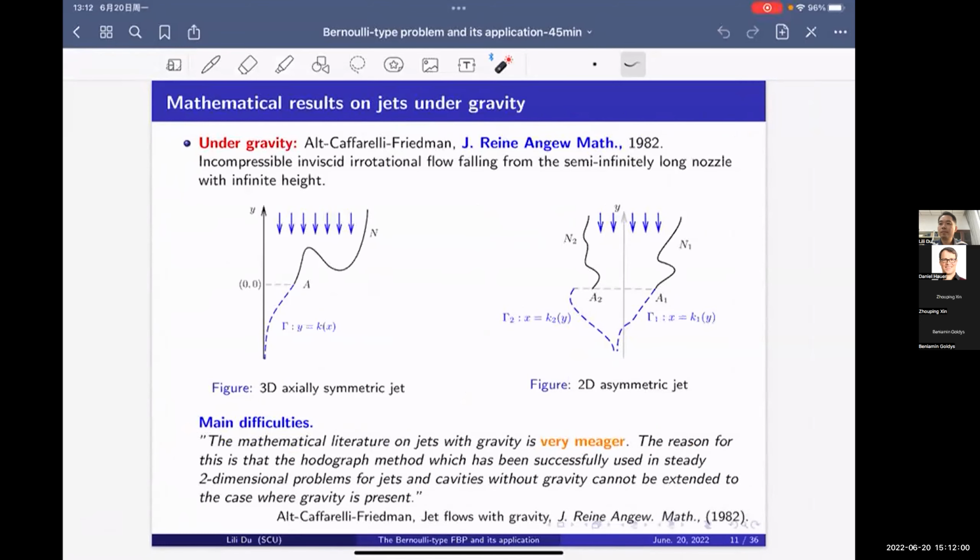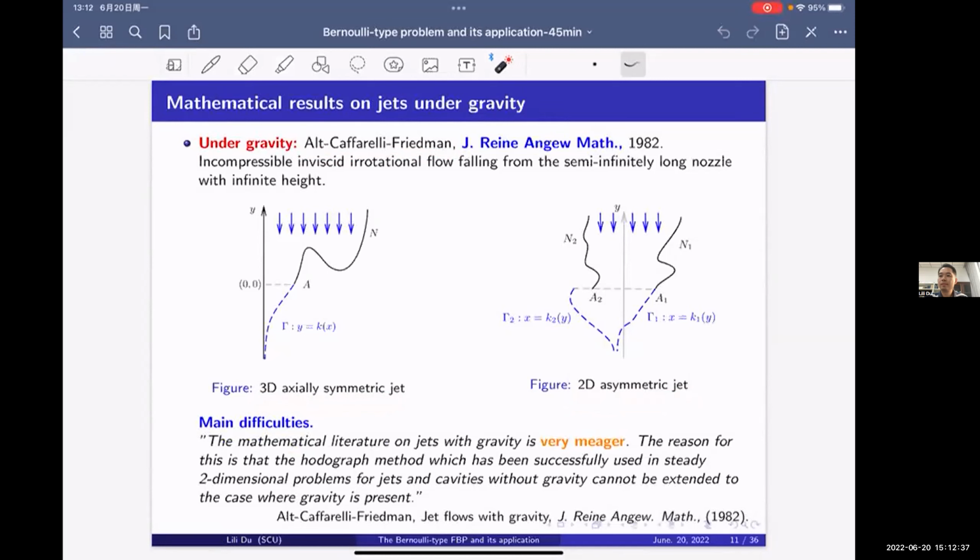For the mathematical theory on the well-posedness for the jets under gravity, to the best of my knowledge, there is only one result in the well-posedness theory, due to Alt, Caffarelli, and Friedman in 1982. They considered two cases. One is a 3D axially symmetric jet, and the other one is a 2D non-symmetric jet.